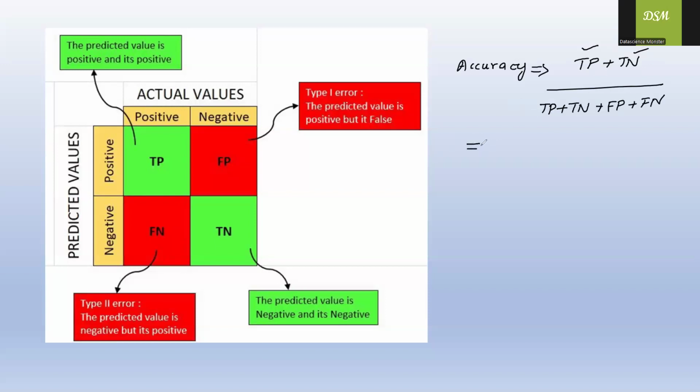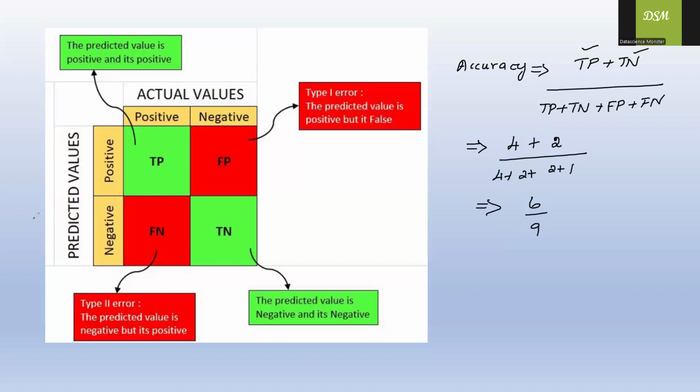So let us now apply for our case. How many true positives were there? I asked you to note it down. 4. How many true negatives were there? According to that cat, 2, right? Divided by 4 plus 2 plus 2 plus 1. So what's the answer now? 6 by 9, which can be 2 by 3. Hope it is clear. This is about accuracy.